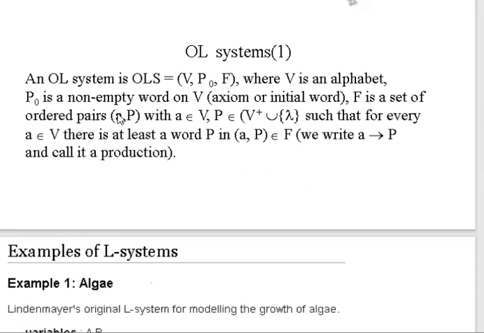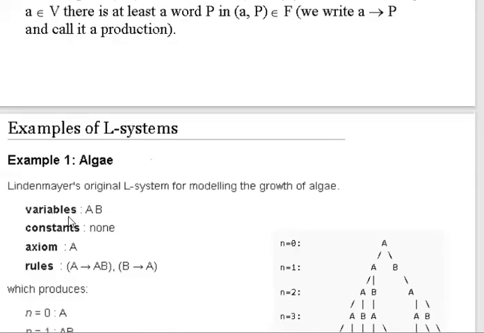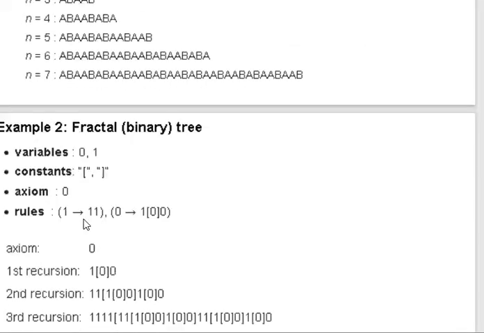So A is a variable, so there's a rule for the symbol. That's why we call it a variable. Otherwise, we call them constants, and you don't have any rules for constants. You have rules for variables, right?